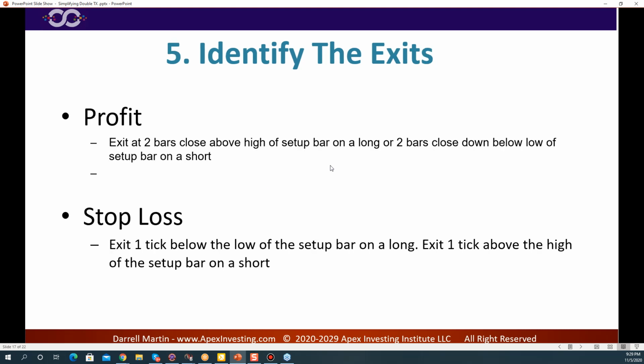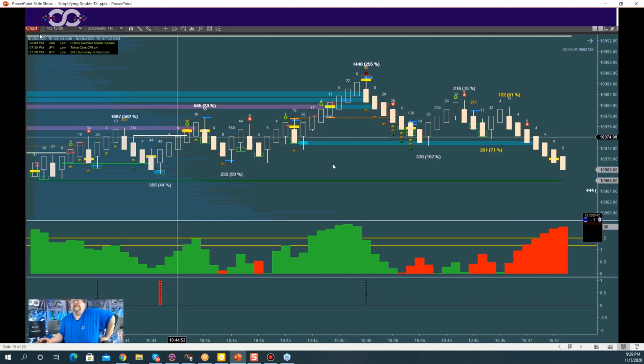Once we're entered, for our profit we would exit at 2 bars close above the high on a long, or 2 bars close down below the low on a short. For our stop loss, the exit would be 1 tick below the low or 1 tick above the high. Let me show you what we mean by that. This particular setup we showed here earlier, we've got our red detector, we've got our up close bar, we've got DR green.